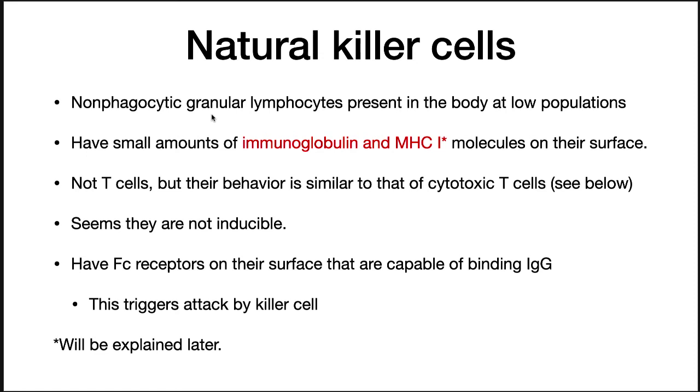They seem like they are not inducible. They also have Fc receptors on their surface that are capable of binding IgG, and this will trigger attack by the natural killer cell. It's definitely not adaptive immunity, but it has some of the features of T cells. So I just want to make you aware of what these are.